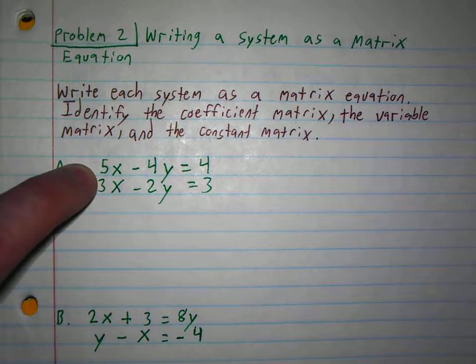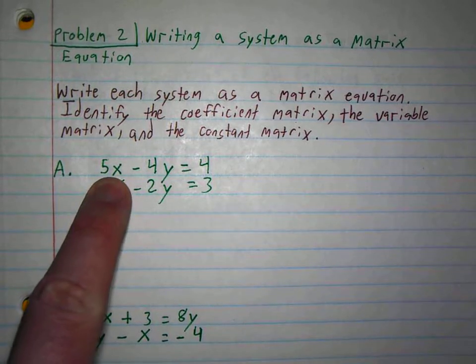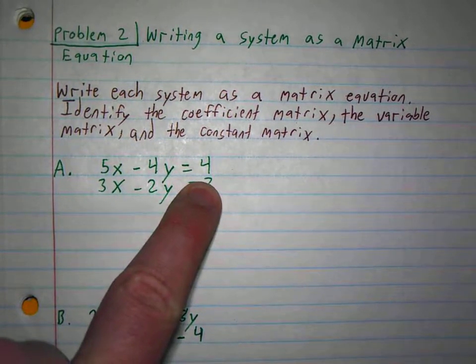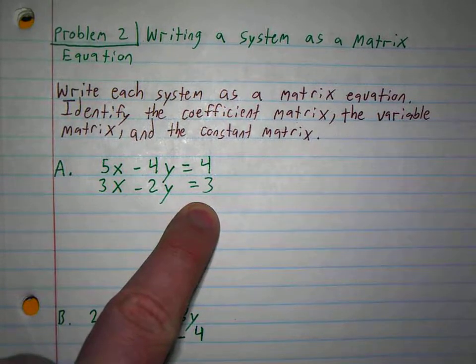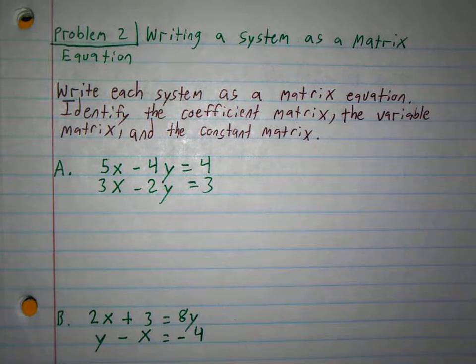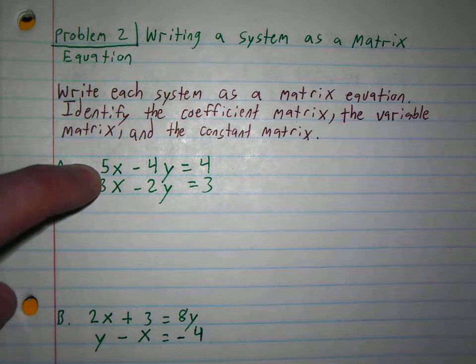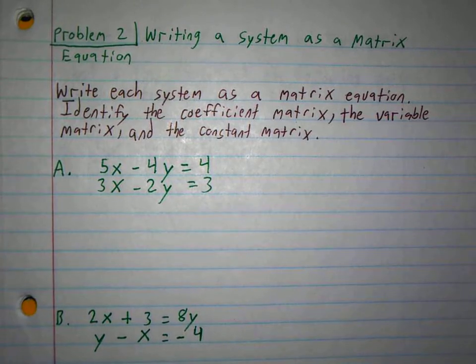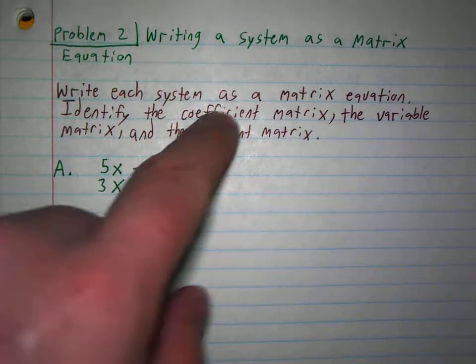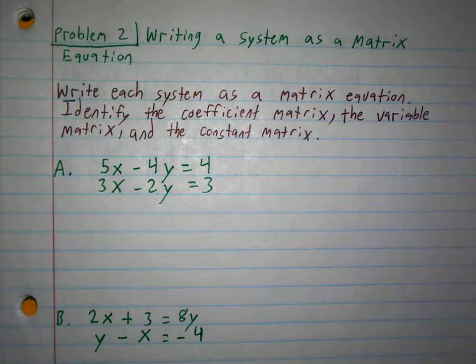You may recall from Algebra 1 that 5x minus 4y equals 4 is a line, 3x minus 2y equals 3 is a line, and in order to have a solution, you're looking for where they cross. So where do those two lines cross? And you may remember that in Algebra 1, you solved this using elimination or substitution. Instead of showing you that way, I'm going to show you how to solve it using matrices. So we're going to write each system as a matrix equation.